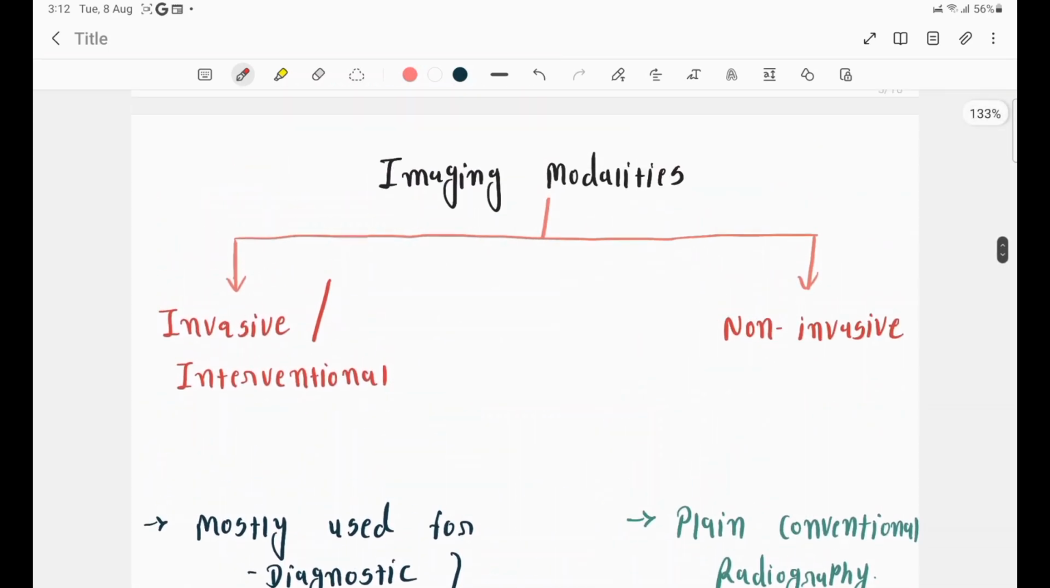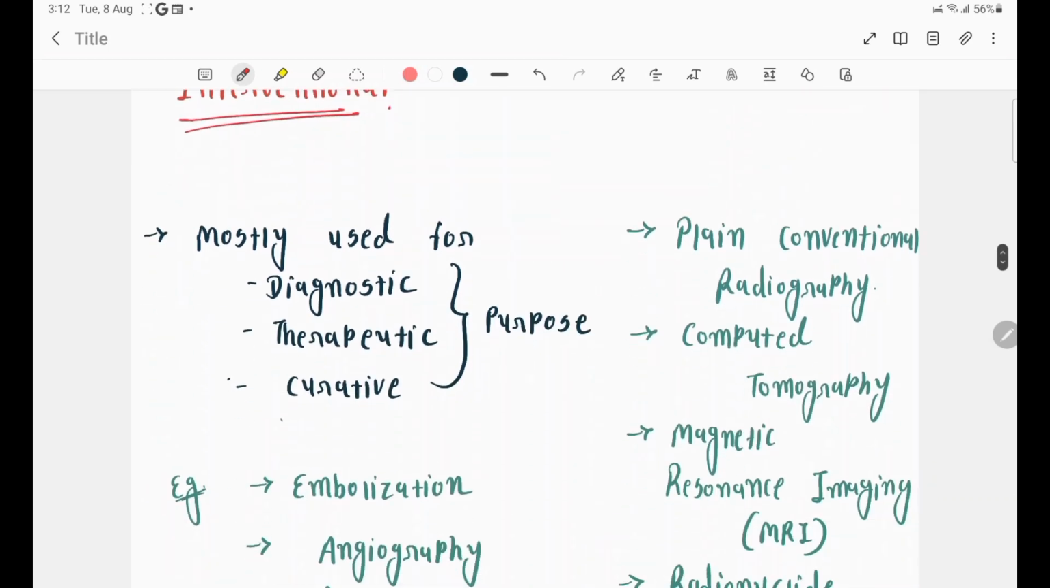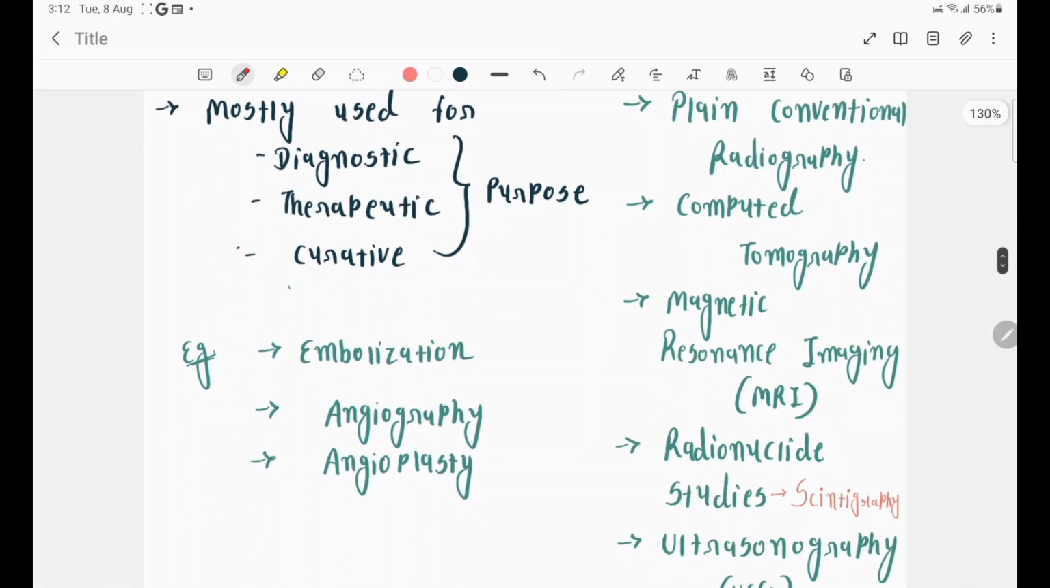Moving to next, imaging modalities. Basically we have two types of imaging modality. The first one is invasive or interventional. Second is non-invasive technique. So starting with invasive or interventional.